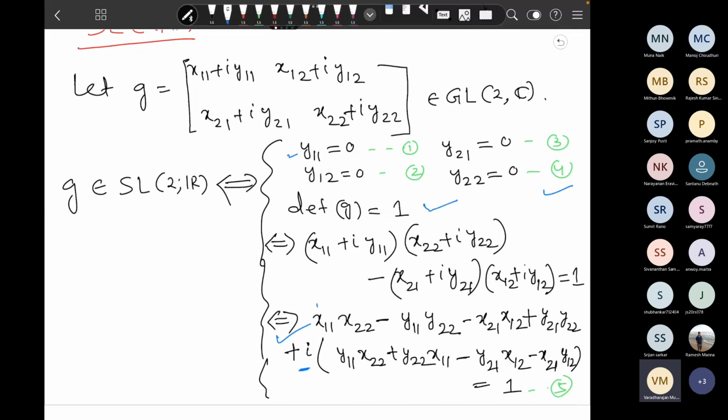If you really expand that in this form, (x11 plus i y11) times (x22 plus i y22) minus the other product, that will become a complex equation. But these y's are 0, right? After that this part will go away, but the original polynomial contains complex coefficients initially.